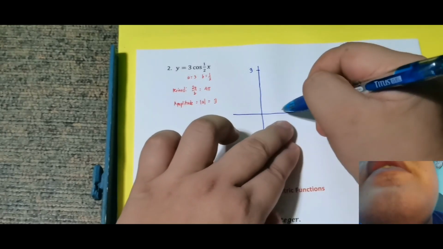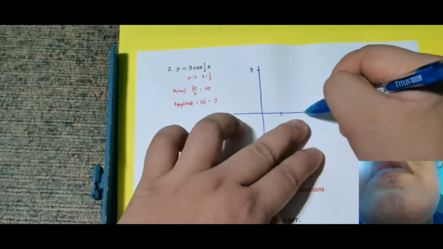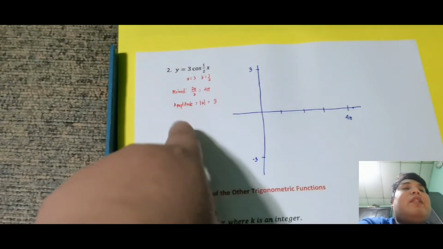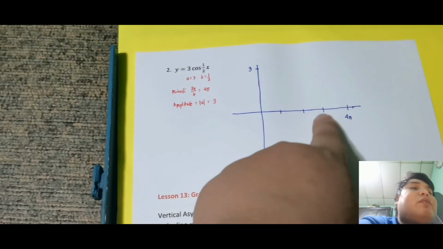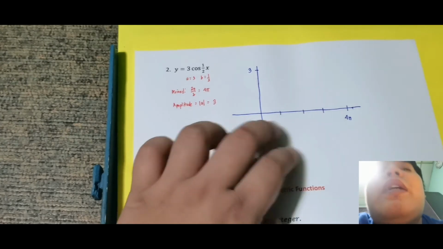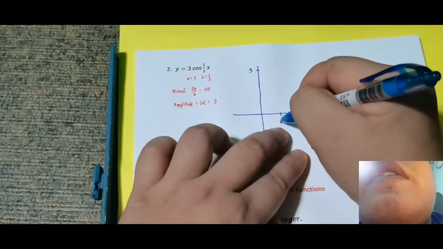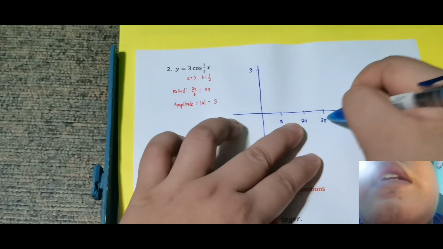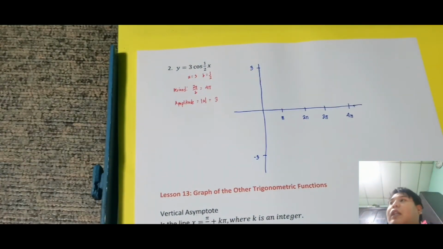So pag ginate natin sa 4 interval, 1, 2, 3. So obvious na yan, no? So this is pi, madali siya, 2 pi, then 3 pi. Mas madali yung hati. Okay, so punta na tayo dun sa isa.